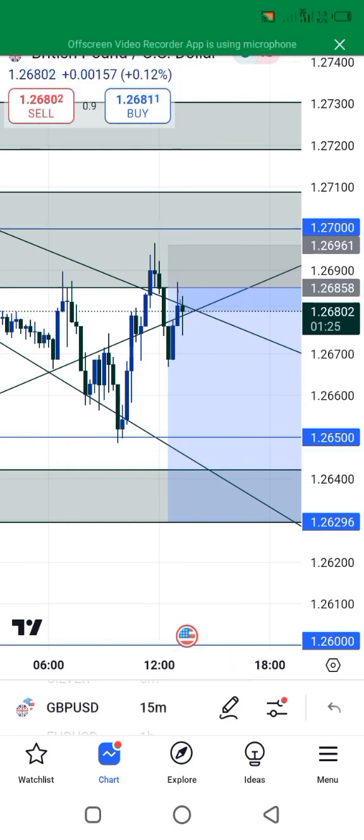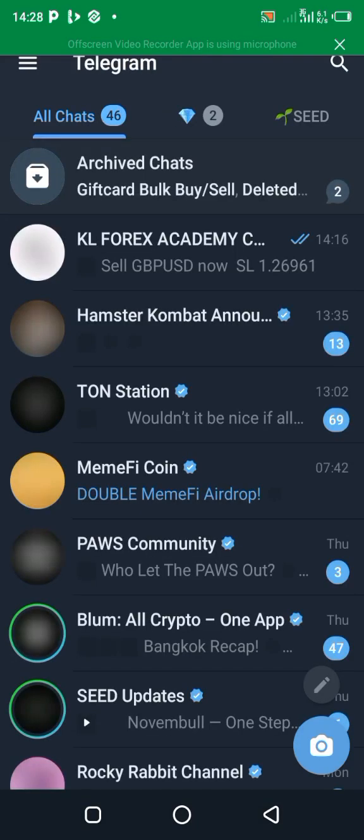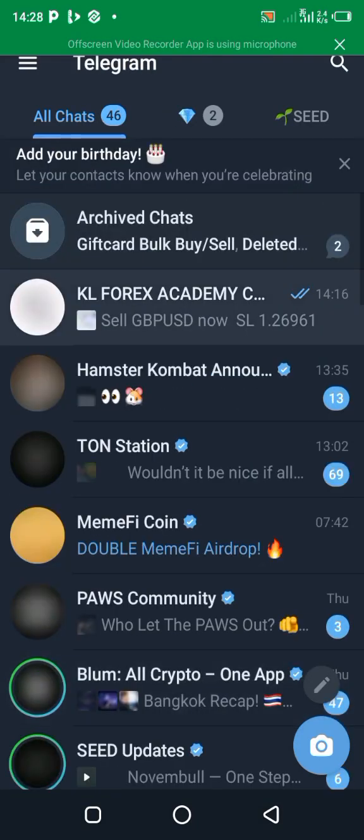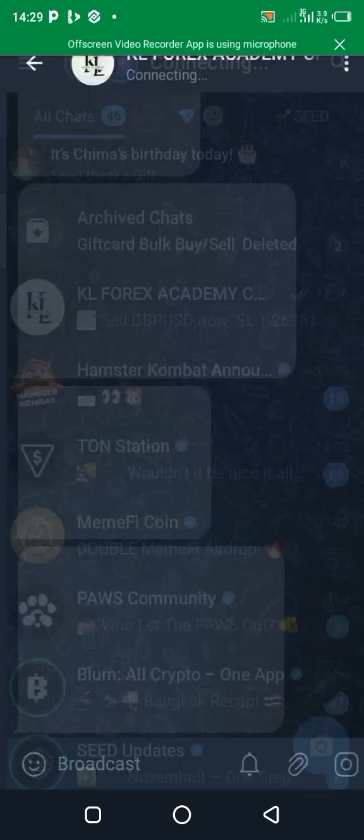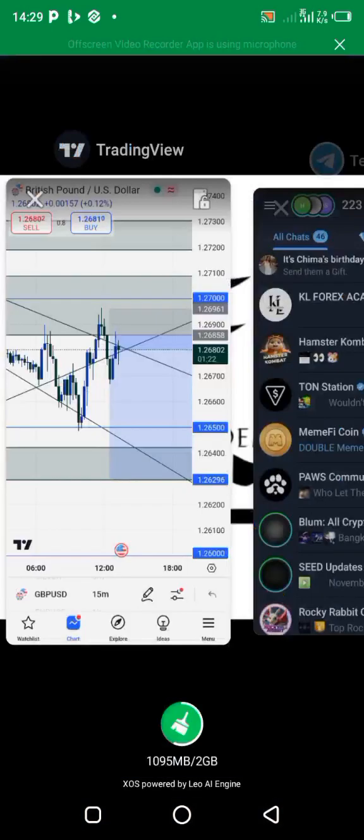I already sent this signal to the Telegram group. Here, let me show you the Telegram group where I just sent the signal for the sell, because I believe that GU is going to sell very, very well. This was when I already told them I went for the sell. You can see this is where I said sell GBPUSD. Let's head back to the market and see what the market is doing next.